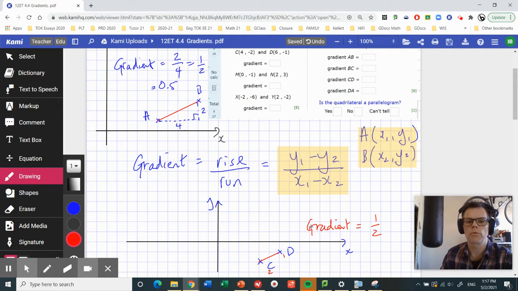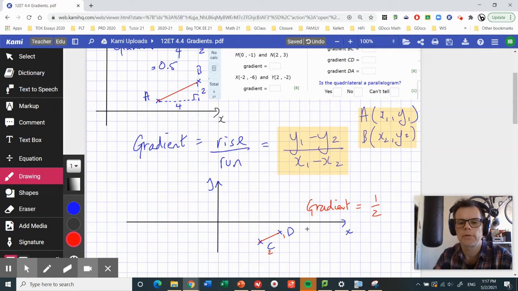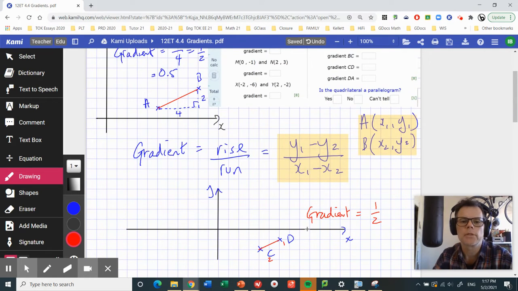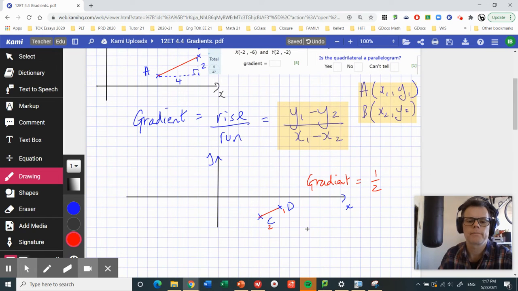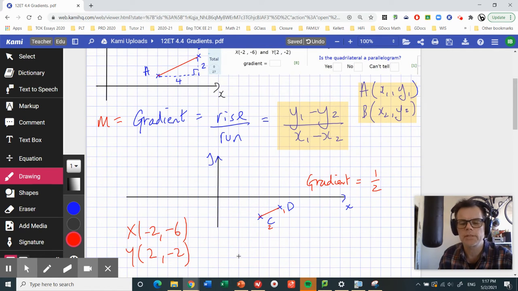Now, of course, you need to work towards, and certainly with the work we'll be doing in engineering, you definitely need to be able to use formulas and be able to use the abstractions without necessarily drawing everything out. So let's do this one, X and Y, just using the formula now. X is at -2, -6, and Y is at 2, -2. So we're going to use this formula here. We usually call the gradient m, if you remember from y equals mx plus c from GCSE. So what we're going to do is use that formula.